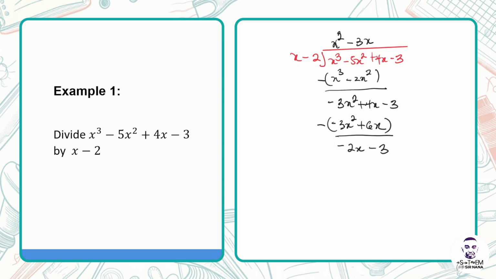Then we go again. We are going to have minus 2x divided by x. So minus 2x divided by x, right? Which is just minus 2. So we are going to have minus 2 here. Then we multiply minus 2 by the x minus 2, which is minus 2x, and minus 2 multiplying minus 2 gives us positive 4. Then we subtract again.